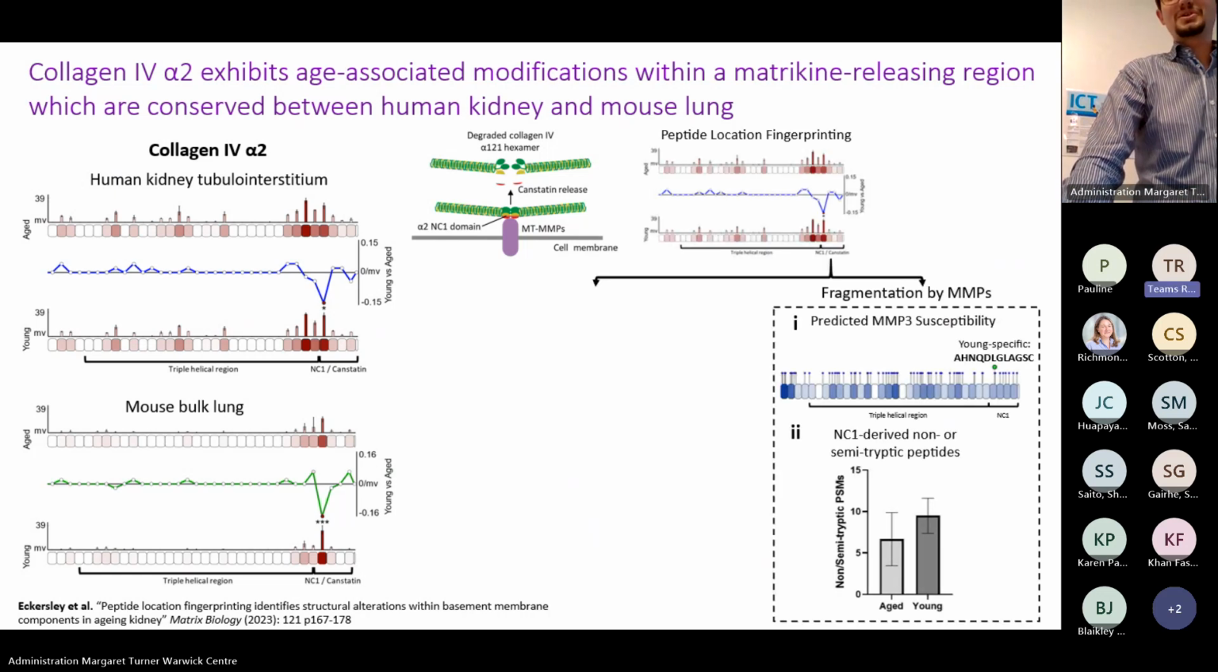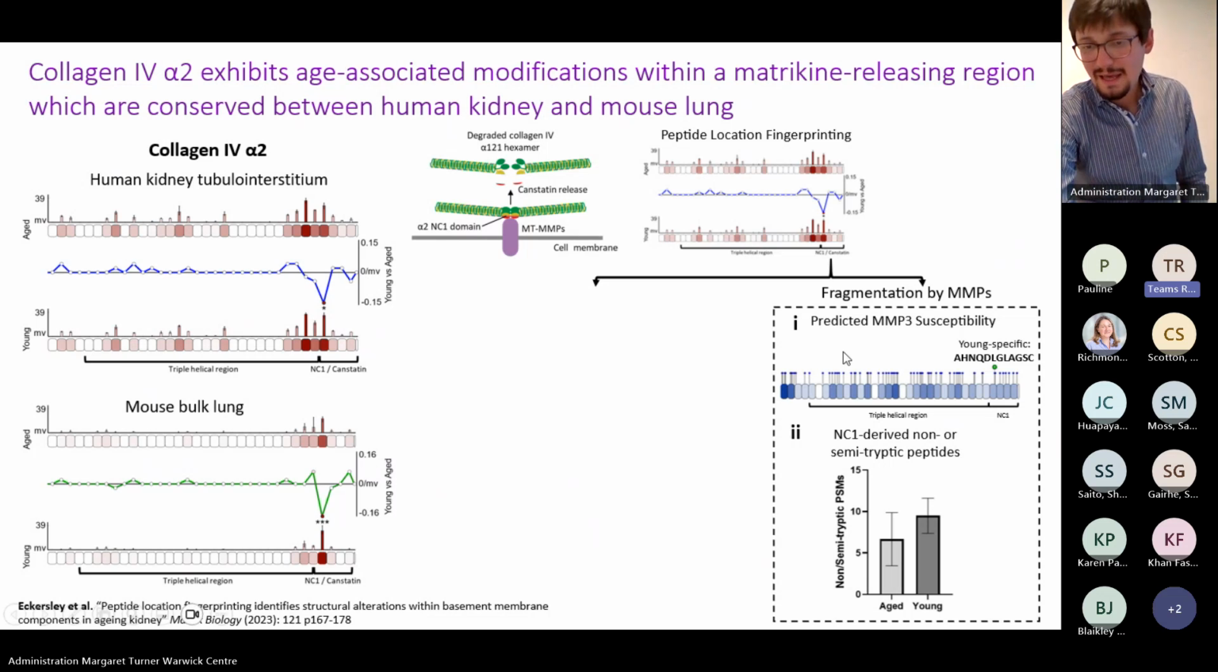So we wanted to make sure that this was the case. What we found was that we do see a higher number of endogenous cleaved peptides in younger age that mirrors that. But what really convinced us was the fact that right at this point where we see the change, we see a young-specific peptide that is present in all the young samples, but not the aged samples at all.